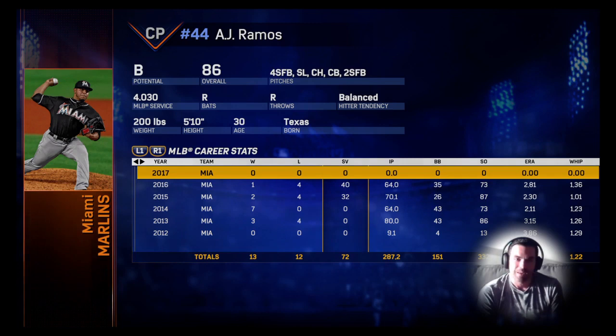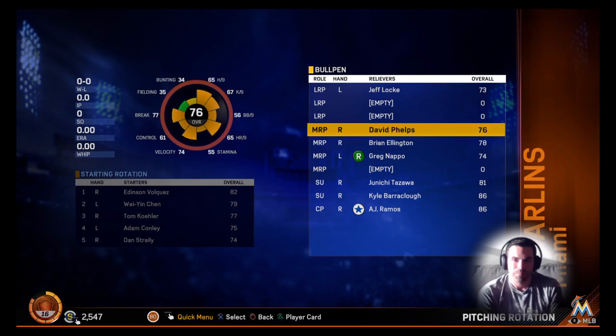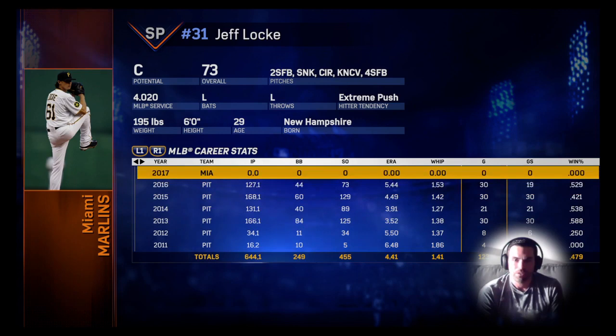I really, really wish they had splits in this game with statistics and ratings, because with relievers especially, I'm curious what these lefties would be able to bring. Like Jeff Locke is an interesting guy. This guy was a starter for most of his career, right? If I look at games and games started, you see he's always starting. Last year he started to mix it up a little bit with relieving, and I think this is the guy.